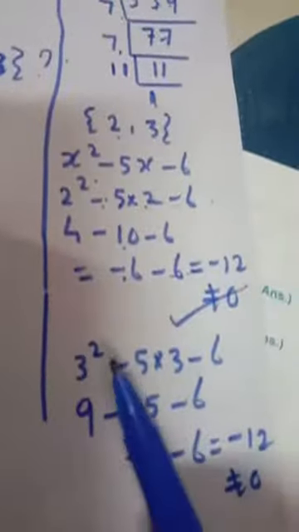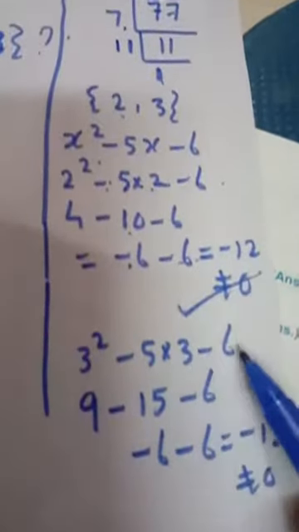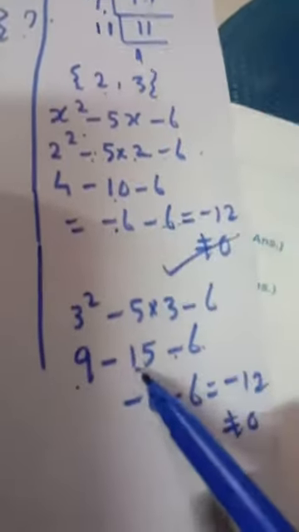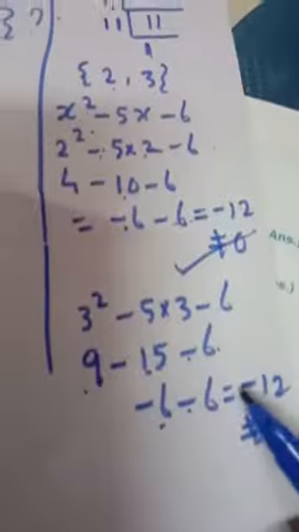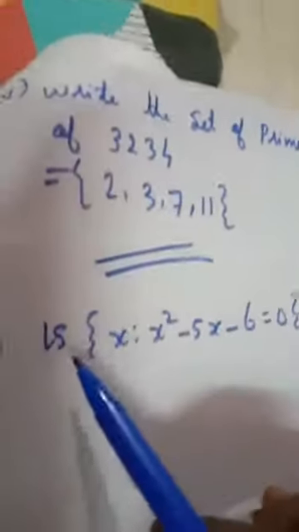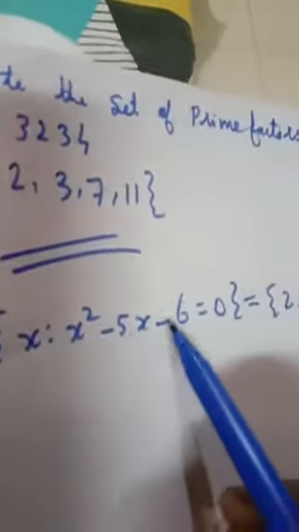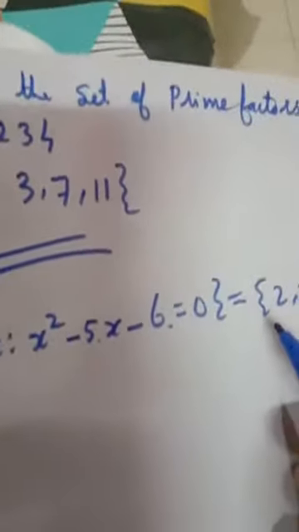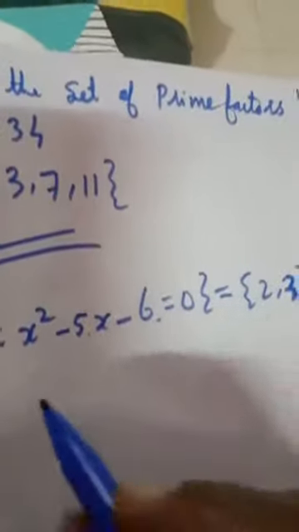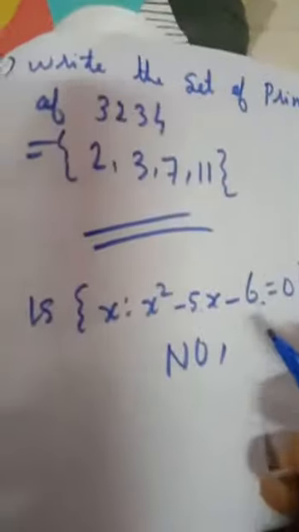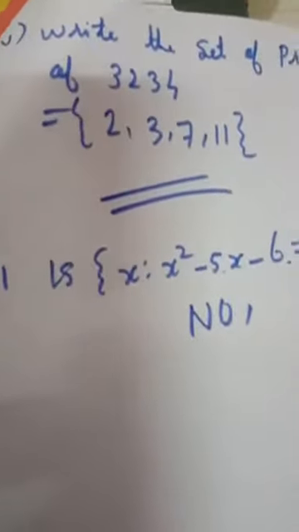Again check with 3. So 3 square minus 5 into 3 minus 6. 3 square is 9, 5 3s are 15, minus 6. 9 minus 15 is minus 6. Minus 6 minus 6 is minus 12. This is not equal to 0. In our question it is equal to 0 when x takes the value 2 and 3. Since the equation is not 0 for these values, we write that it is not 0.